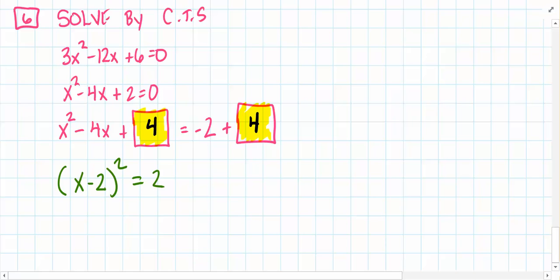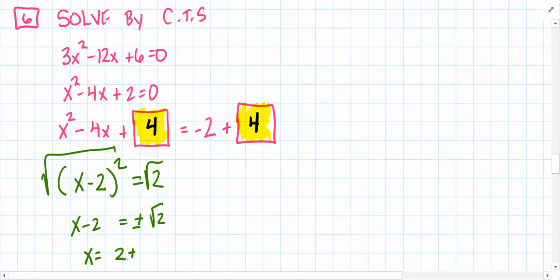So we just take the square root of both sides, and we get x minus 2 is equal to plus or minus the square root of 2. Therefore, x must be 2 plus or minus the square root of 2, and that's how I want you to leave your answers, because that's how it is presented to you in the book. We're going to do another one in a second, so let's call this A.